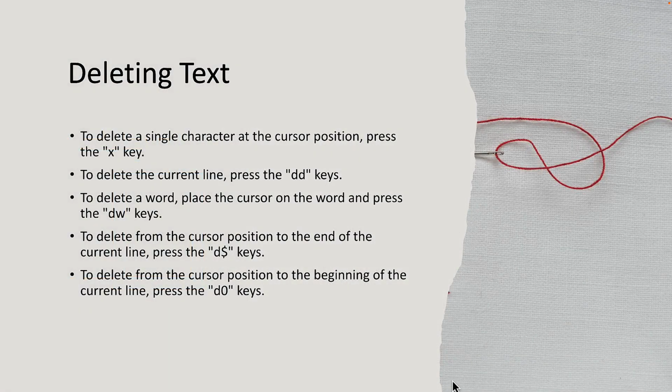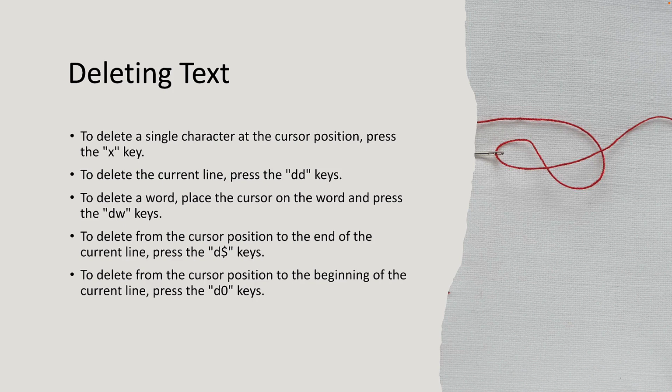Next, we're going to look at deleting text. To delete a single character at the cursor position, you press the lowercase x key. To delete the current line, press the DD key. So D, you're going to press that key twice, and we'll demonstrate that in our upcoming demo. And to delete a word, place the cursor on the word and press the DW key. So if you want to delete the entire line, DD, delete a single word, DW.